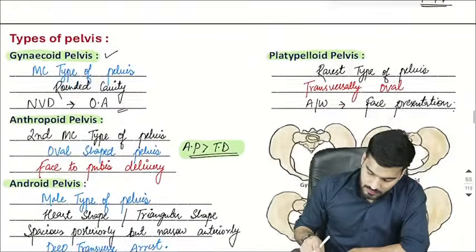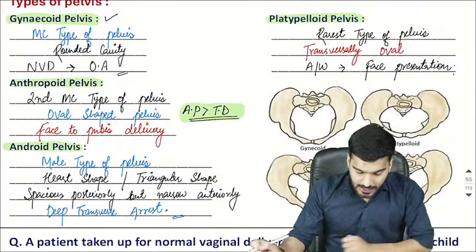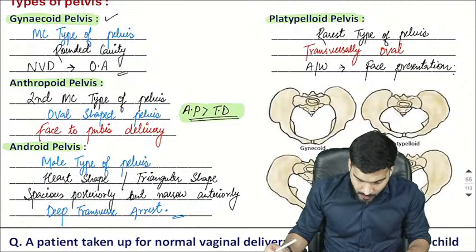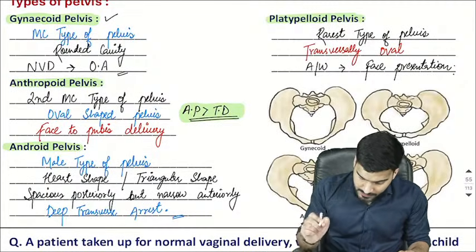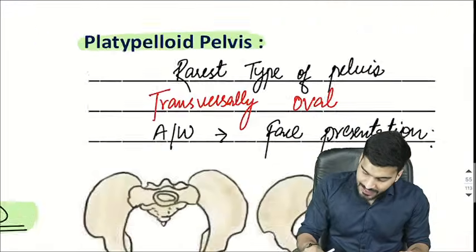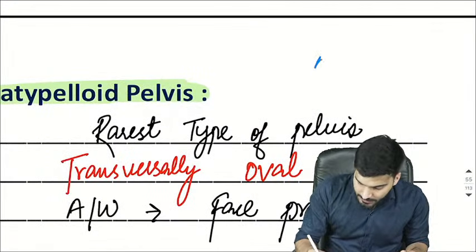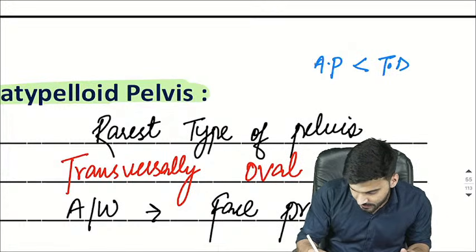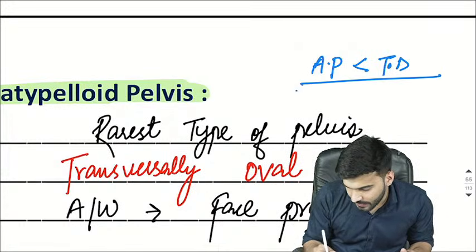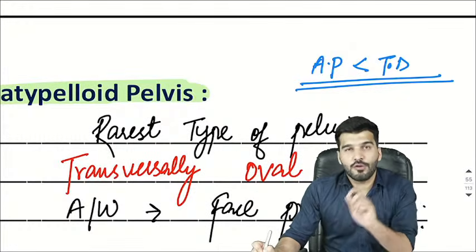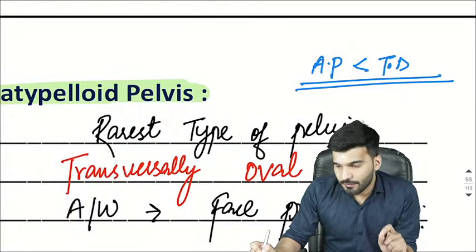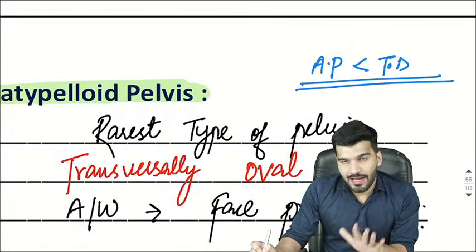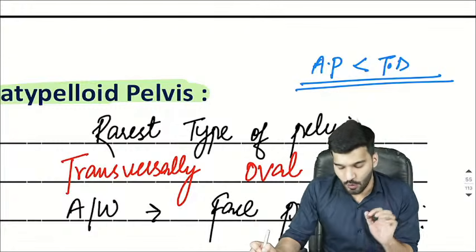Now, that was all about the different types of pelvis. If you have one more question where it is mentioned that the antero-posterior diameter is less than the transverse diameter, think of a platypelloid pelvis. Then the other shapes: oval, rounded, heart-shaped, and the last one, transversely oval-shaped pelvis.